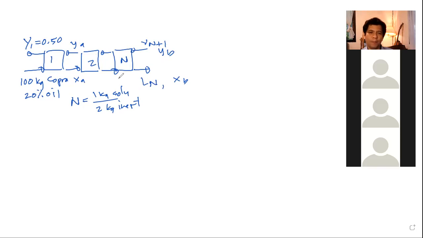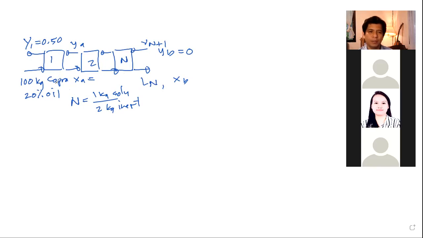Ano? So for example, di ba, wala namang sinabi regarding dissolvent. So pag walang sinabi na ganun, i-assume nyo na pure solvent siya. So yung YB nyo, 0 lang yan. No? Tapos another thing, ito di ba? What's the relationship between Y1 and XA? Anong value ng XA?